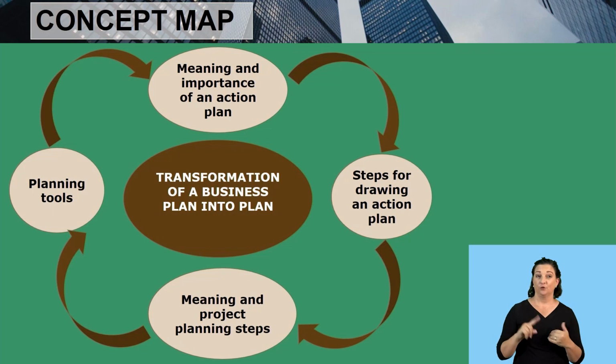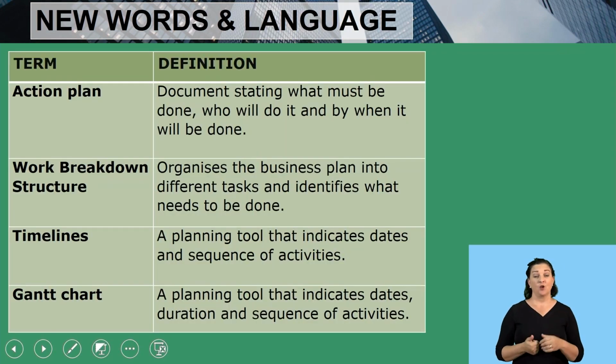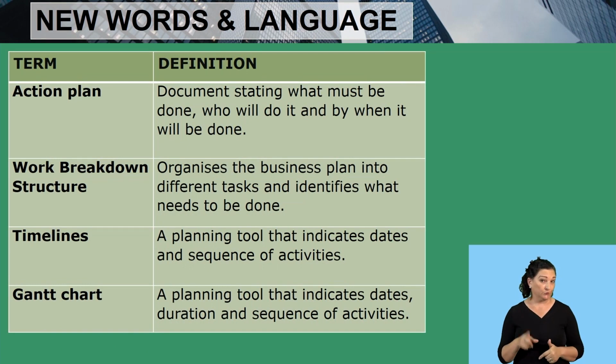Let us look at the concept map. This is an overview of what our lesson was all about, each and every subtopic that we unpacked. We started with the meaning and importance of an action plan, moved on to the steps for drawing an action plan, and then proceeded to the meaning and project planning steps, and lastly we looked at the project planning tools.